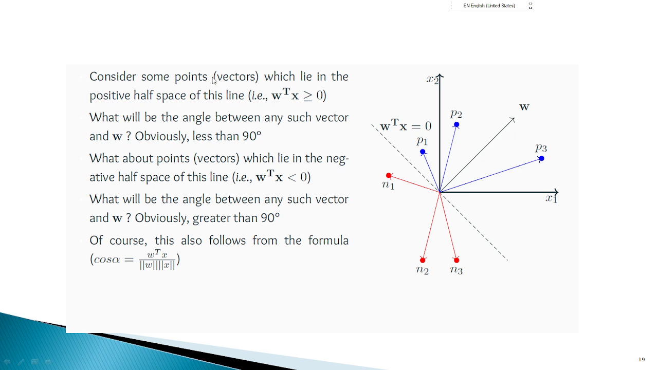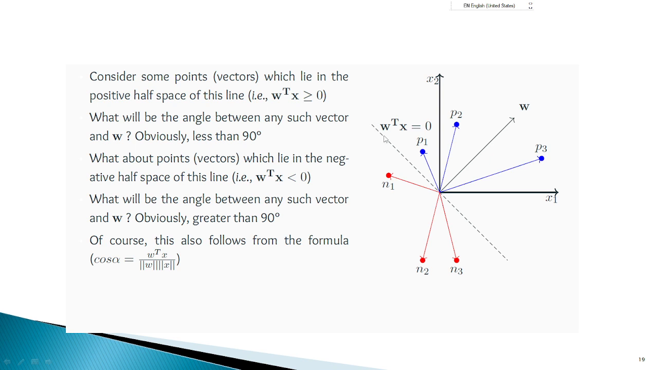Now consider some points, vectors, which lie in the positive half of this line. We have x1, x2 as two vectors and w is another vector. x1 is one input, x2 is another input, w is a vector. Now what is the angle between any such vector and w? Obviously less than 90 degrees. Now you can mark three points P1, P2, P3. What is the angle between w and P1, P2 or P3? Obviously it is less than 90 degrees.